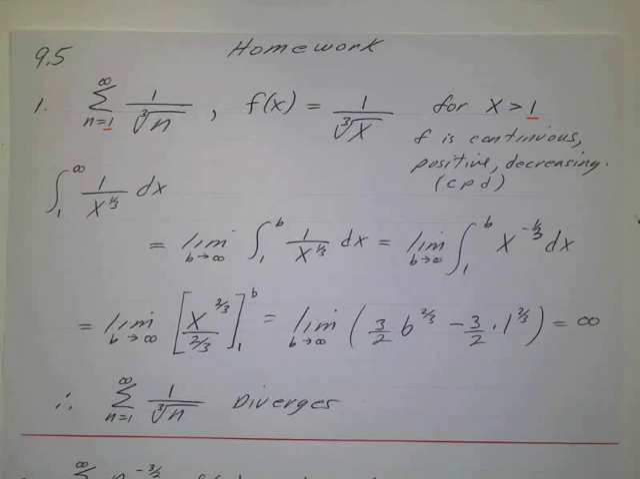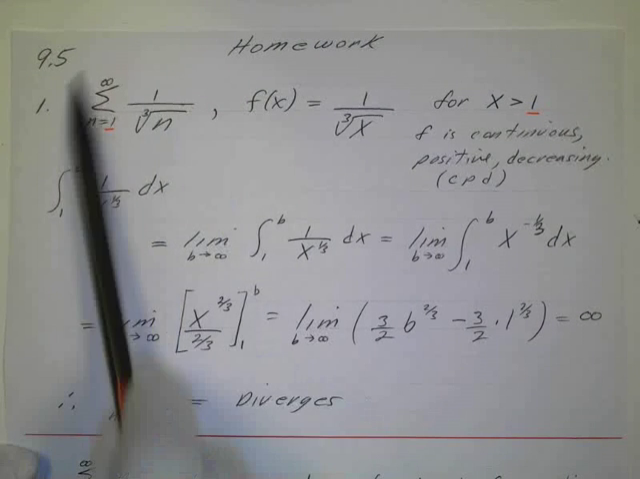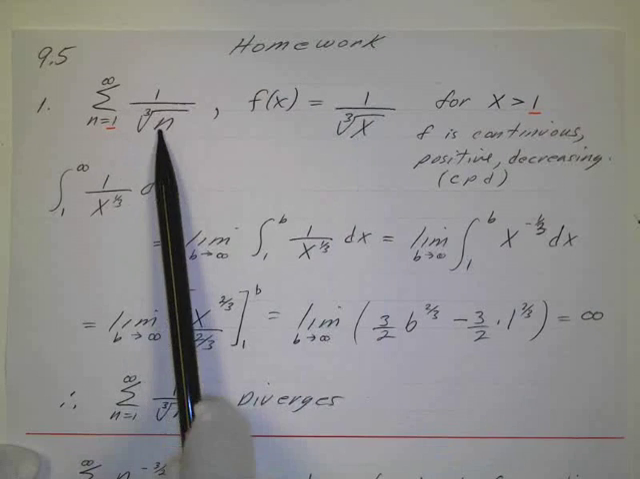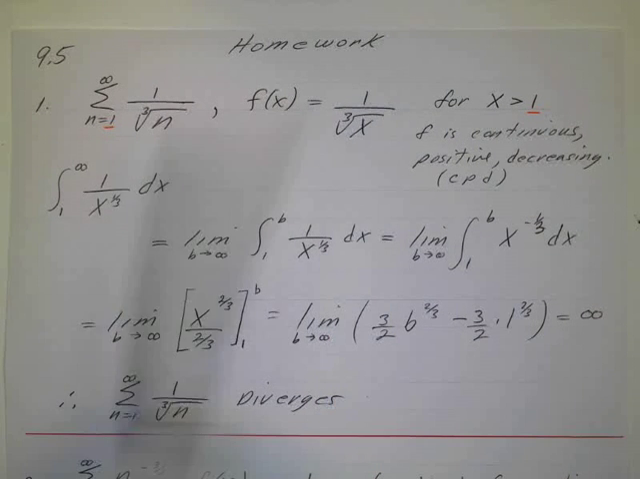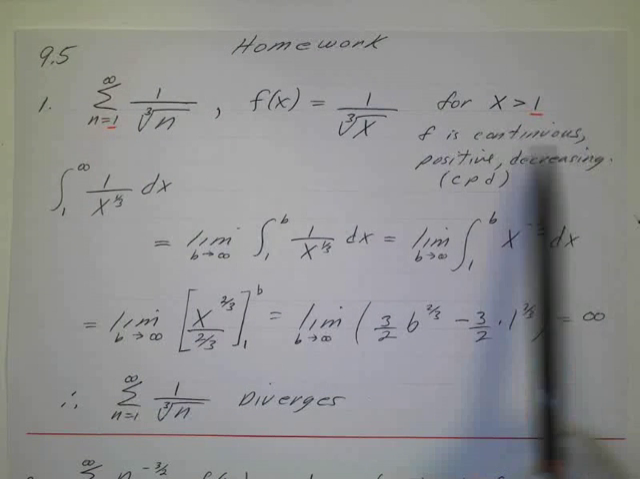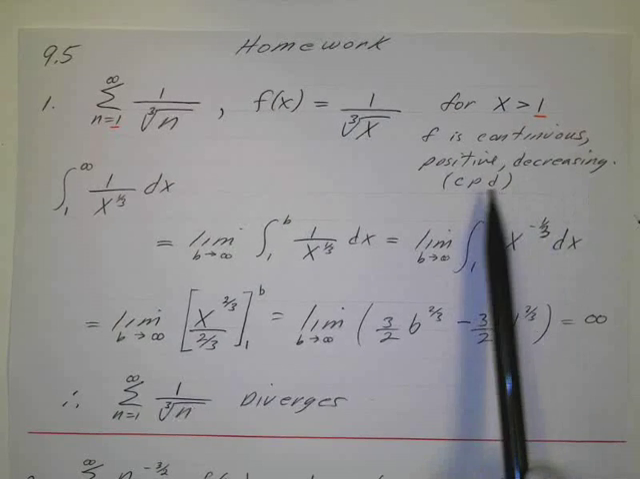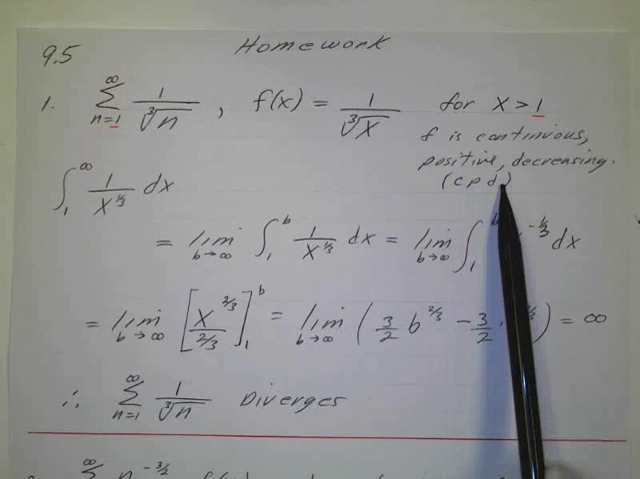Number 1, this was a series, and the corresponding function would be 1 over the cube root of x rather than 1 over the cube root of n. And we want to check this for x greater than 1. And f is continuous, positive, and decreasing for x greater than 1. We can use this abbreviation a little bit later, CPD: continuous, positive, and decreasing.